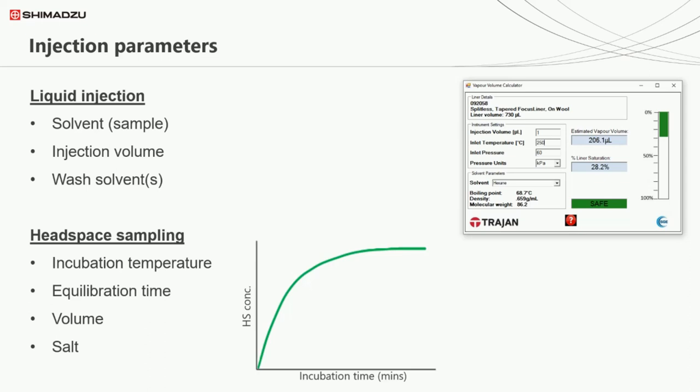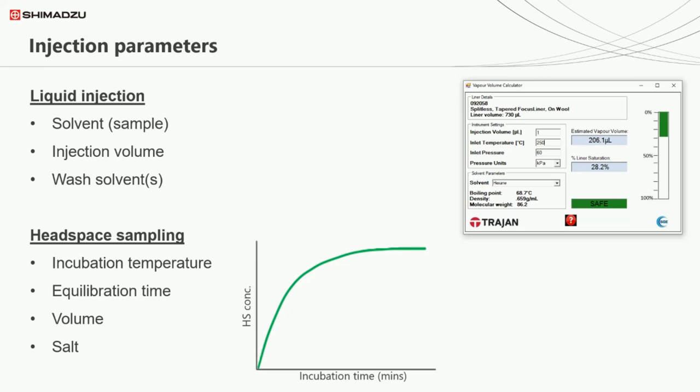The key parameters here are incubation temperature and equilibration time. With a matrix including water, the temperature needs to be below the boiling point, so somewhere between 50 and 80 degrees is likely to work best. Try using 10 degree increments to see which gives you the best sensitivity if you're looking for trace amounts.